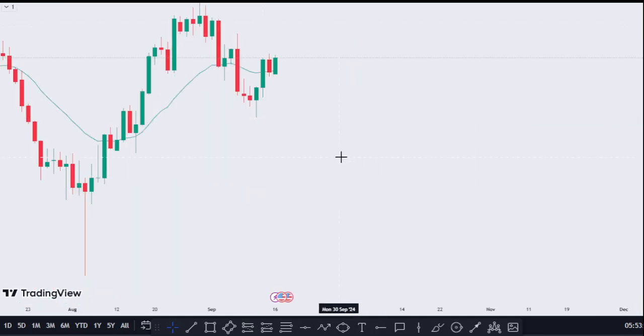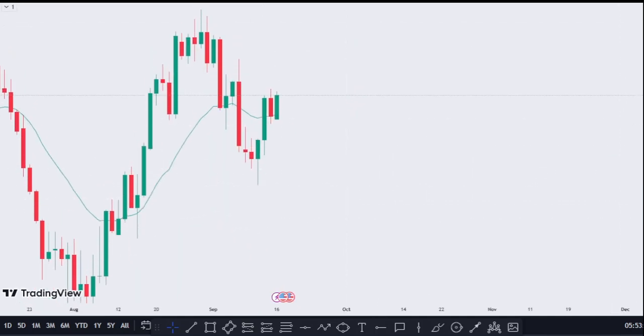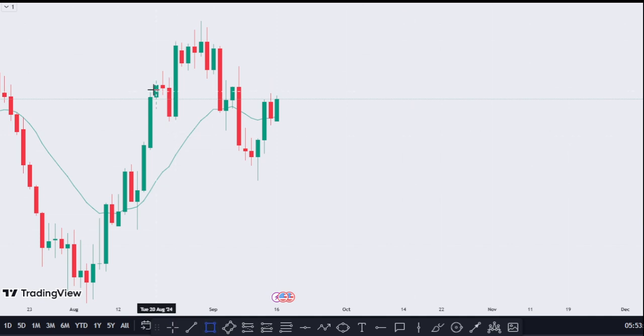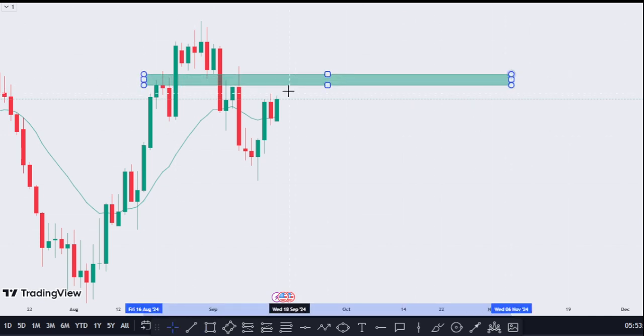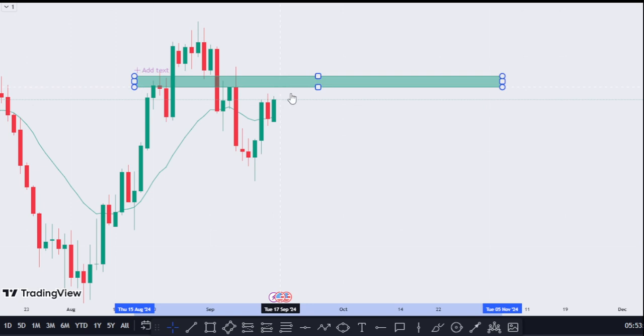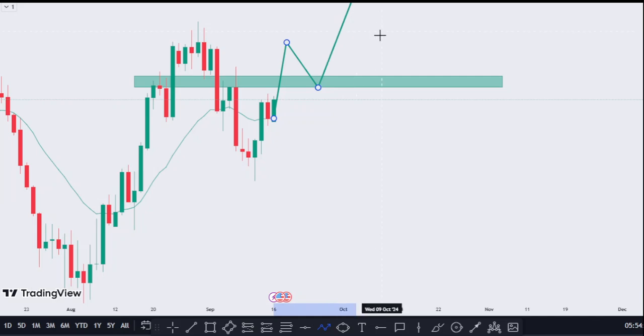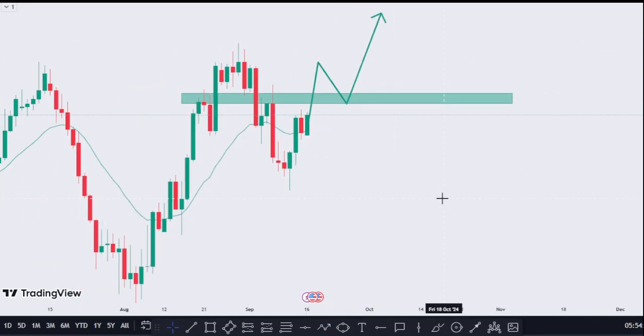And on AUD/USD, our sentiment is also bullish. We want the price action to break this resistance to the upper side. Then we wait for a pullback here so that we can take a buy opportunity.